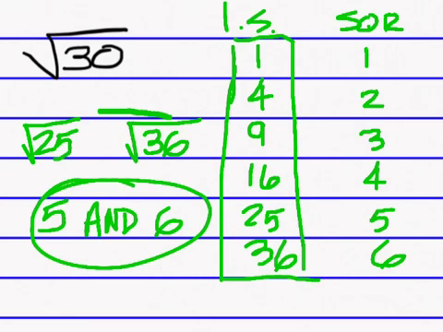This is your answer and how you write it. The square root of 30 falls between 5 and 6, so therefore it's going to be 5 point something. But this is your answer.